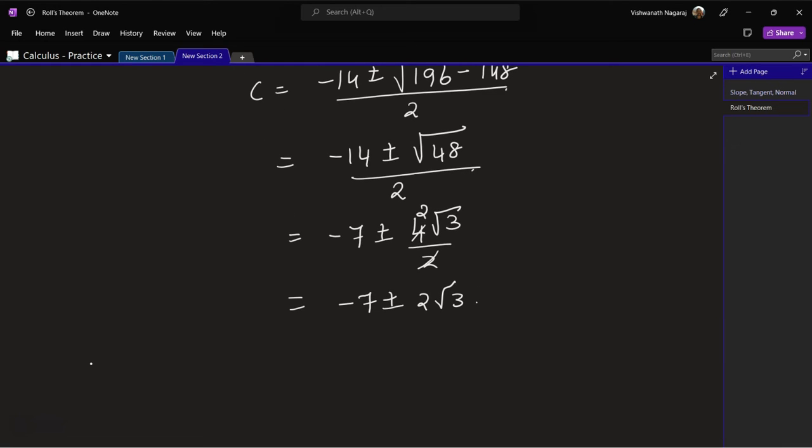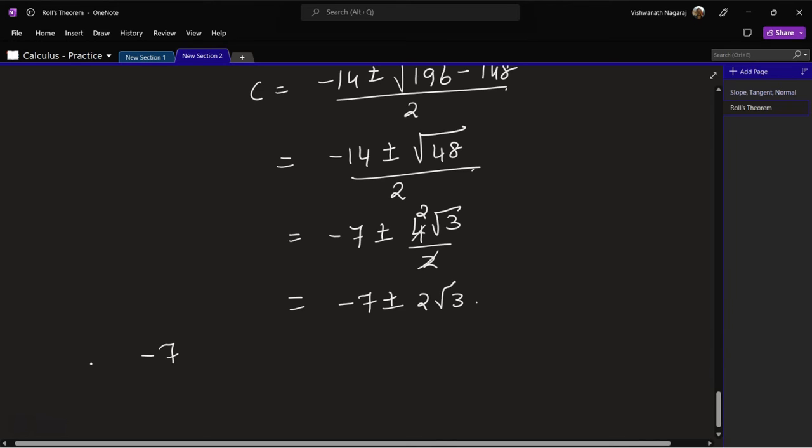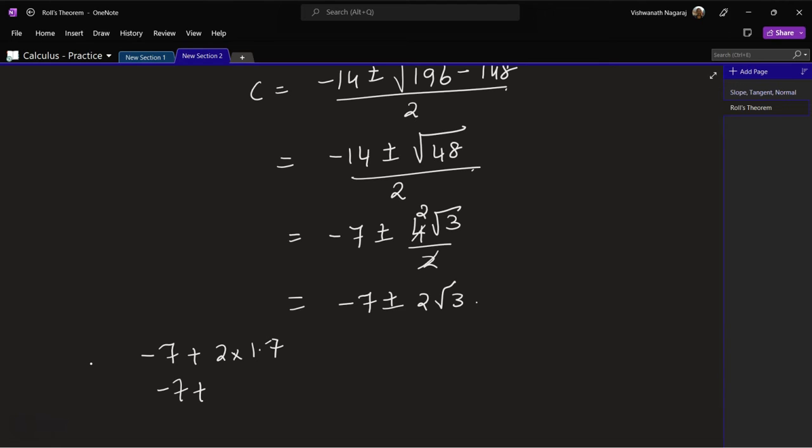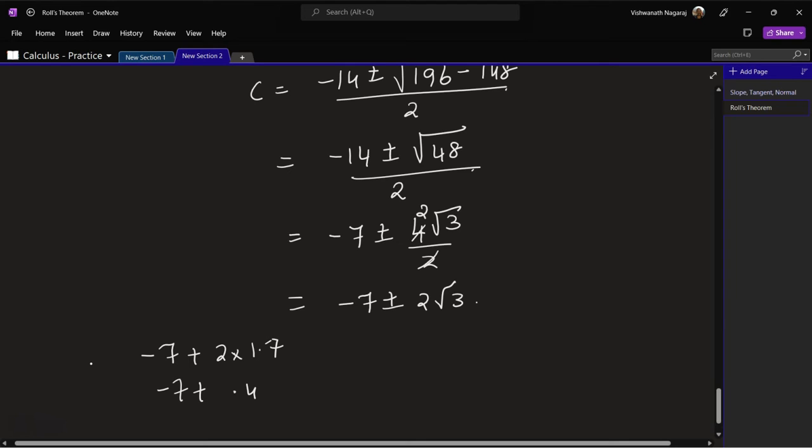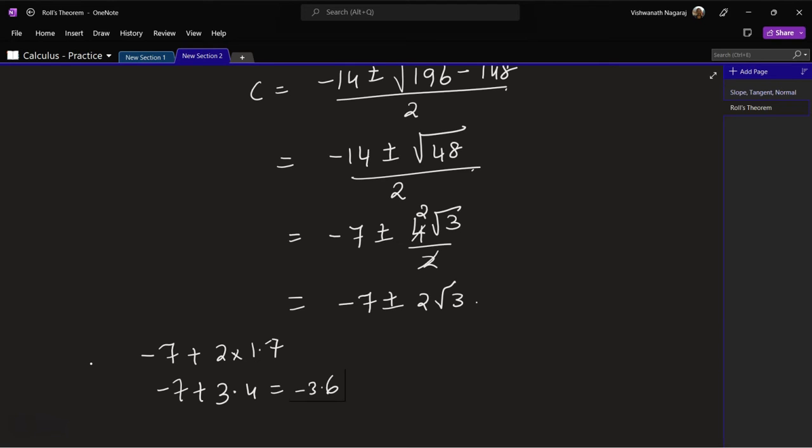Okay. Now this is a mathematical answer. Now we have to figure out which of these, or both of them, lie in the given interval. So let's quickly do that. Minus 7 plus 2 times 1.7 gives us 7 2s 14, 1 2 ones to 3, 3.6.